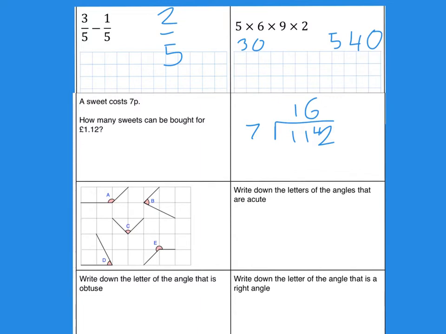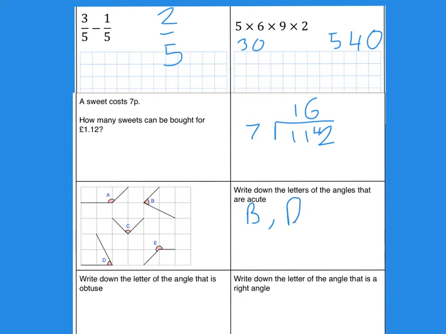Okay, write down the letters of the angles that are acute. So acute are your smallest angles, angles that are less than 90 degrees. So if we look here, A is bigger than a right angle, so B. C looks like a right angle. D is acute, and E is not.